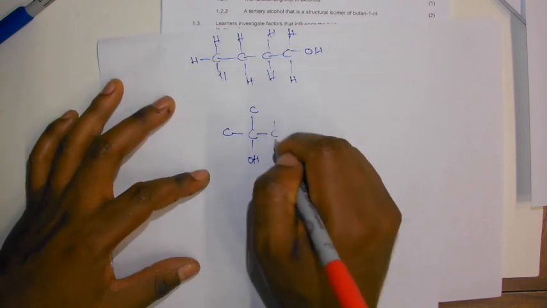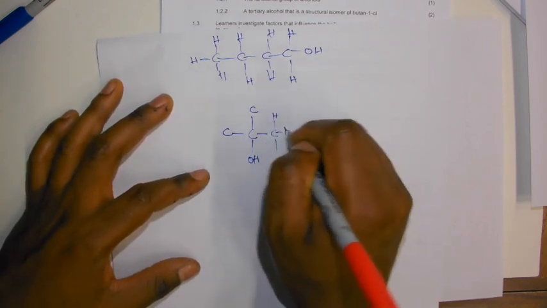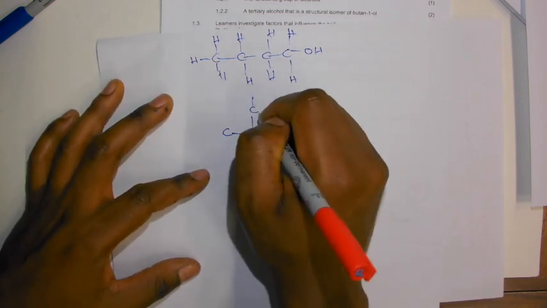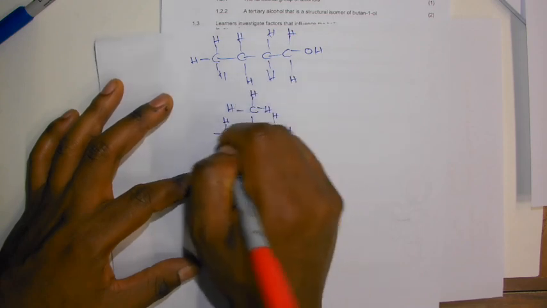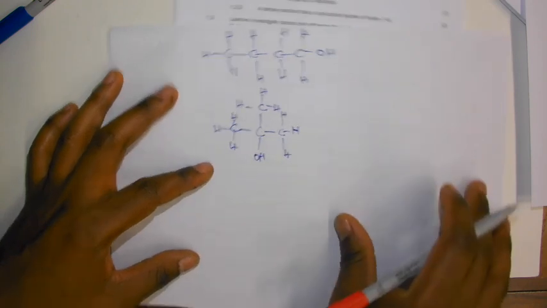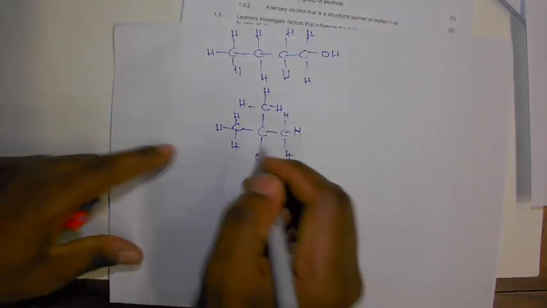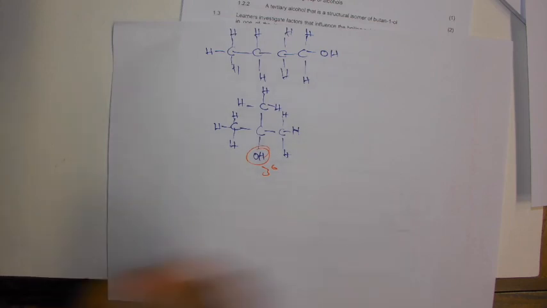So here what you're going to have is H, H, H, H, H, H, H, H, H. This alcohol now has been made a tertiary alcohol. That's what we want there. If you look into this, check this out.